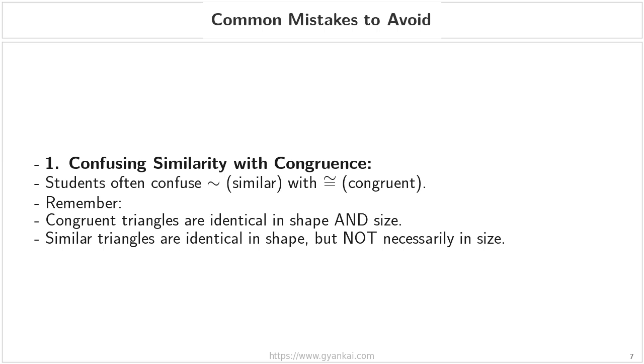To keep this straight, remember what we discussed in our introduction. Congruent triangles are identical in both shape and size. They are perfect clones. However, similar triangles, as we've seen, are identical in shape, but they are not necessarily the same size. One is simply a scaled version of the other.